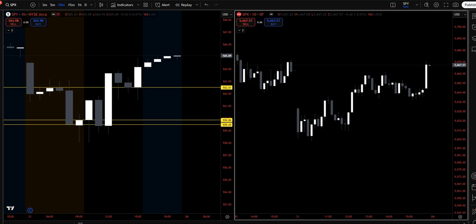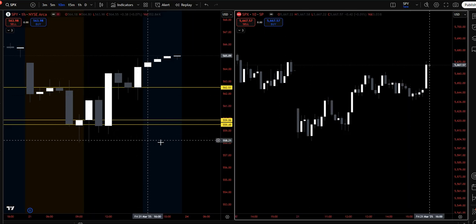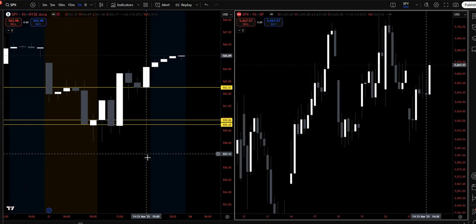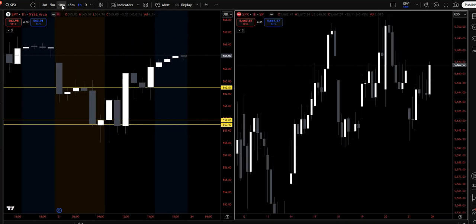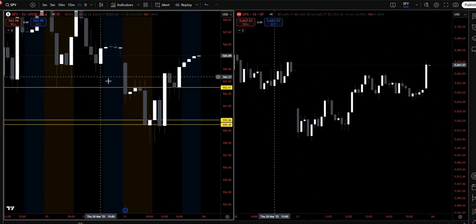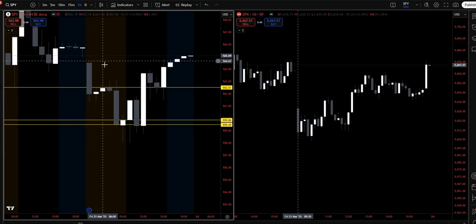Okay, so the first thing in the morning is we draw our levels on the hourly. So this is 10 on SPY, we draw our levels on the hourly. We're looking for where the main levels are. This is the main level where the sellers came in, so you just draw a level here.